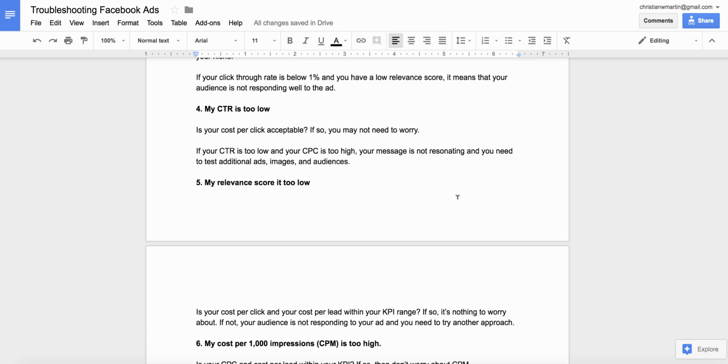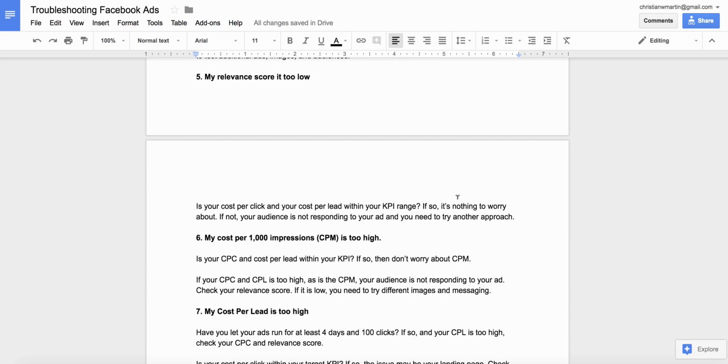So if you're getting acceptable cost per leads and that's translating into new business, don't worry if your click-through rate is too low. If your click-through rate is too low and your cost per click is too high, then your message is not resonating and you need to do additional testing.